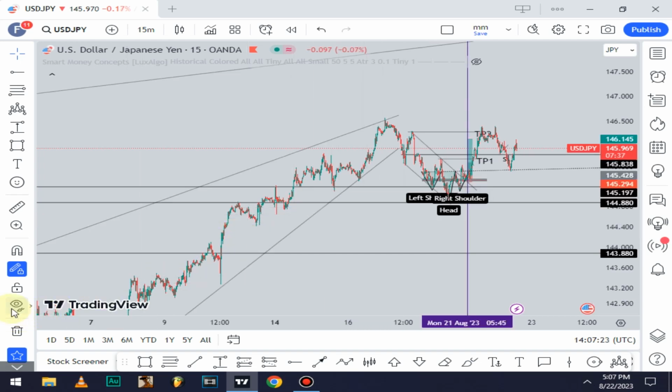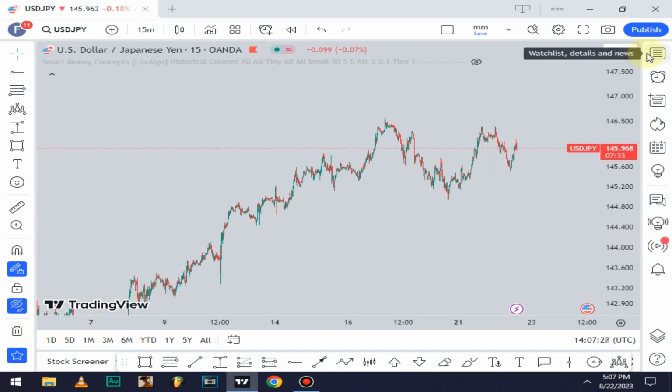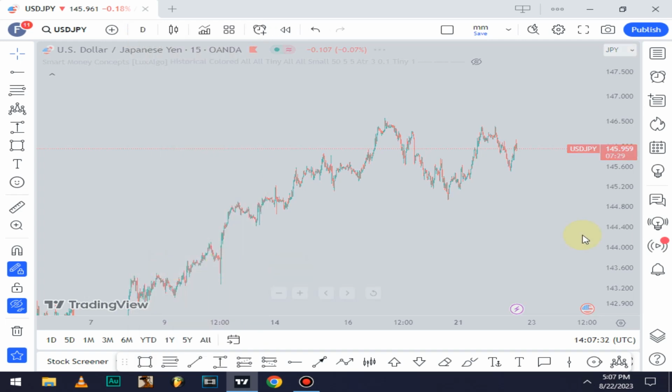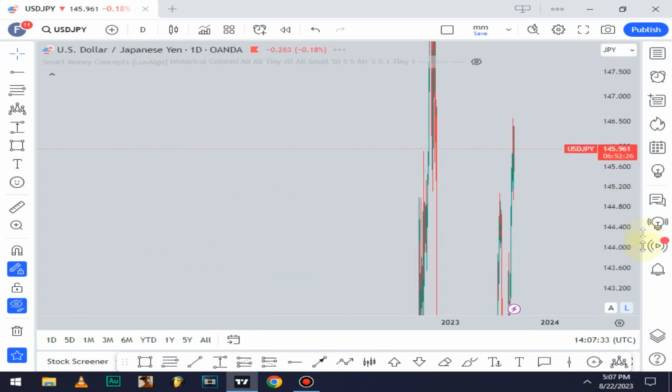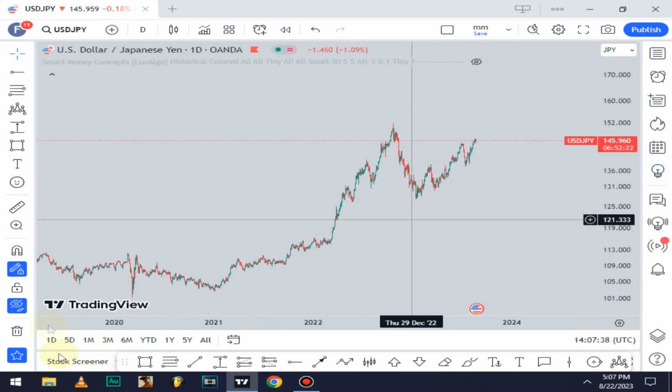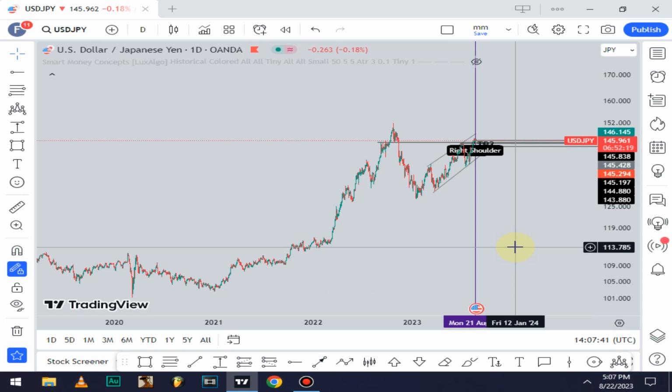All right, okay, so I'm looking at USD JPY. So let me just start the analysis from the daily, what I saw and everything, how I did take those trades, right? So I believe, let me just delete everything.